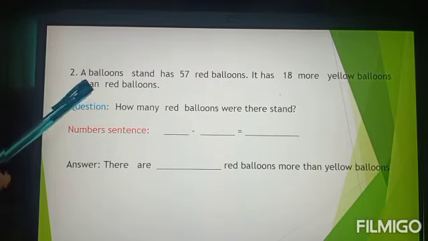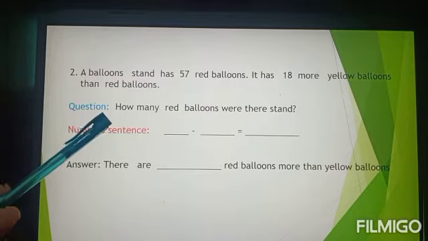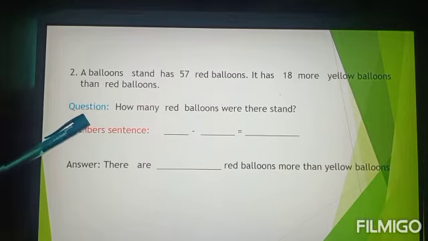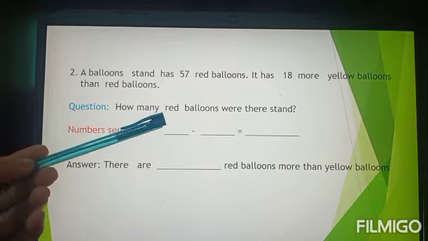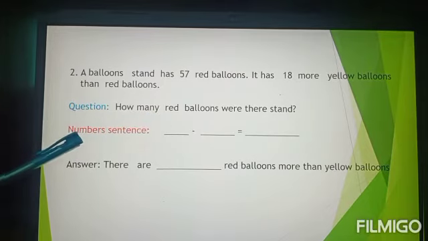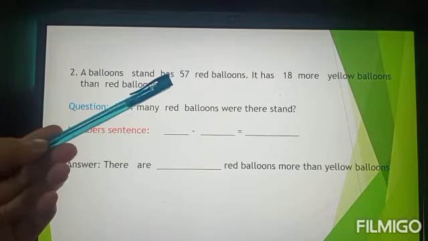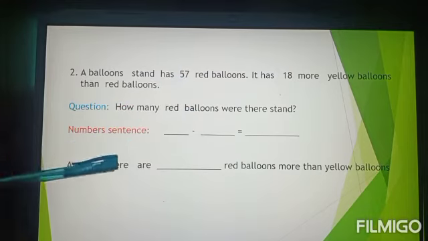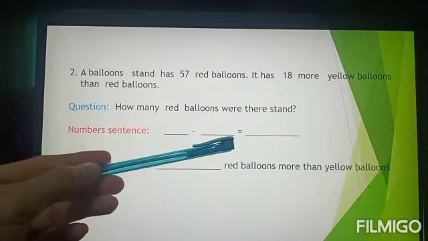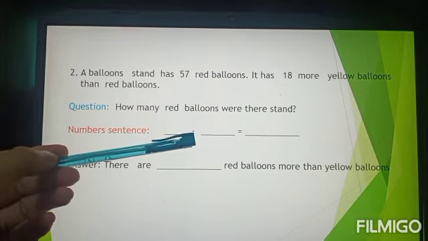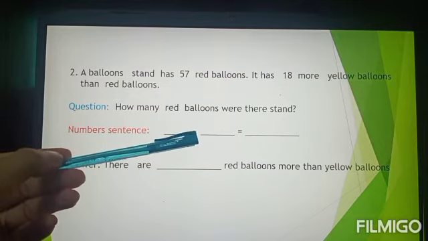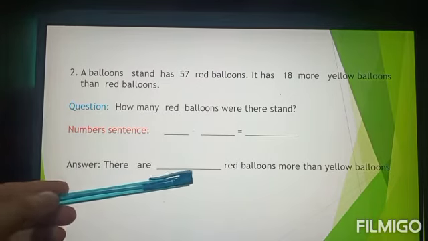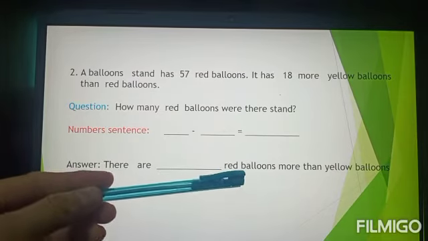Number 2. A balloon stand has 57 red balloons. It has 18 more yellow balloons than red balloons. The question: how many red balloons were at the stand? So we have to write the number sentence. We have here the stand has 57 red balloons and 18 more yellow balloons. So you are going to find the difference, because our symbol is minus. So you have to write the answer here. There are blank red balloons more than yellow balloons.